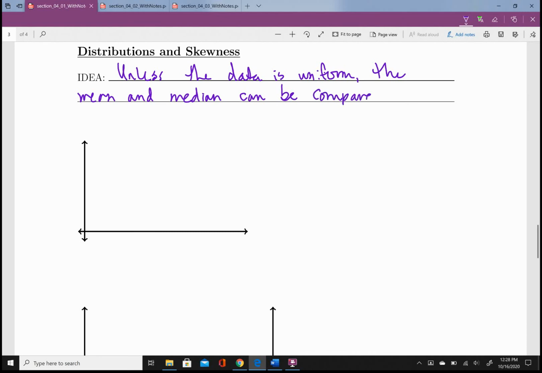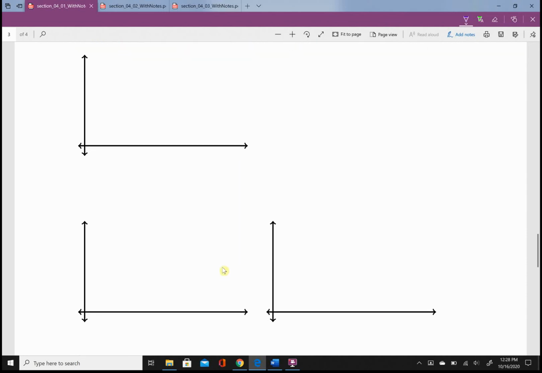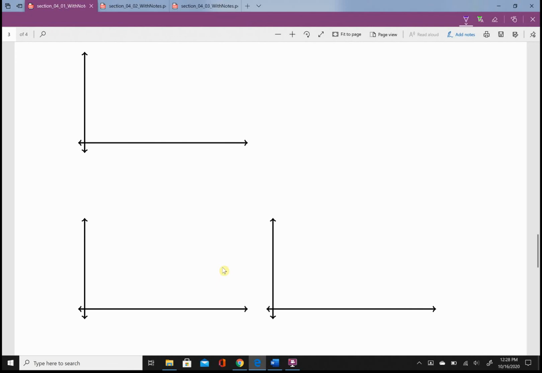And by saying can be compared, I'm saying that they're not going to be equal to each other. Because if you have a truly uniform distribution for your data, then the median and the mean are going to be equal to each other. And even if it's not truly uniform, if it's pretty uniform, you can still see that the median and mean are going to be very close in value, okay? So let's go ahead and draw some distributions here.